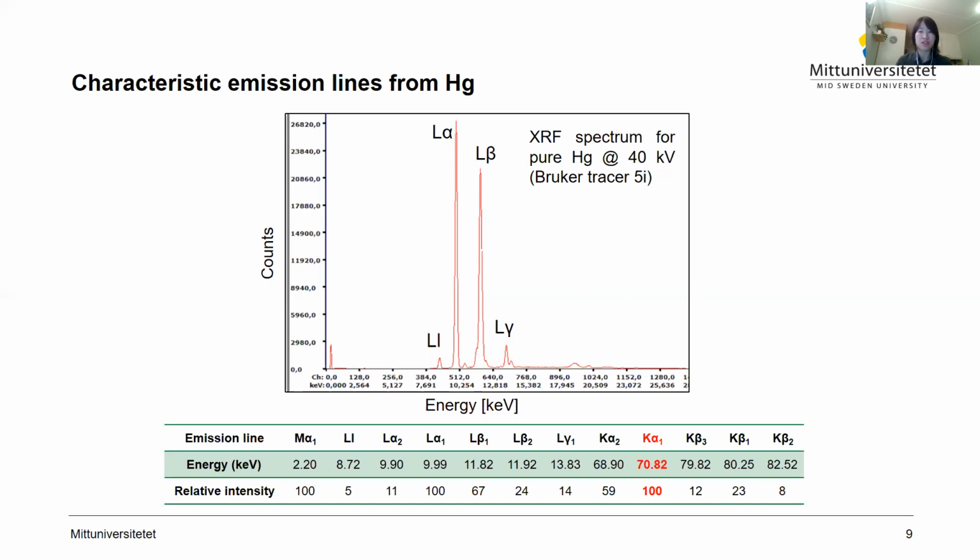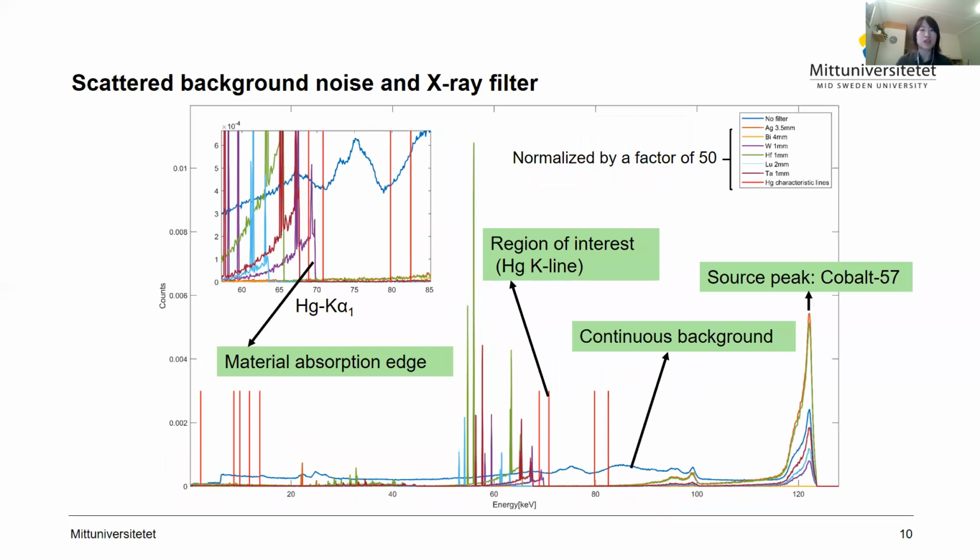For underwater measurements, the water absorption will strongly affect the photon intensity. So the low energy lines, such as the L lines of mercury around 10 kiloelectronvolts, are easily absorbed by the water. In this work, the K-alpha 1 line was chosen to determine mercury due to both its high energy and high relative intensity. To excite the K-alpha line of mercury, a higher energy X-ray source is needed.